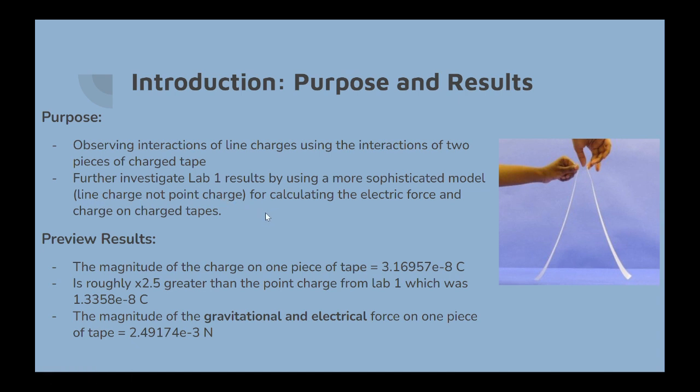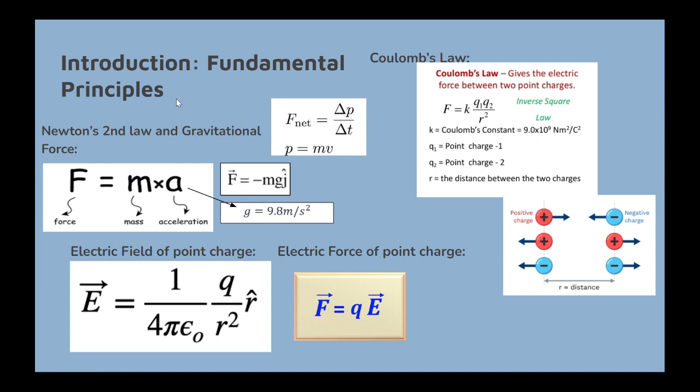Our preview is listed here. The magnitude of the charge on the tape is this, which is roughly 2.5 times greater than that of the point charge from Lab 1, which was this number right here. And we found the magnitude of gravitational and electrical force is this right here. So for our introduction, our fundamental principles are similar to the first lab.